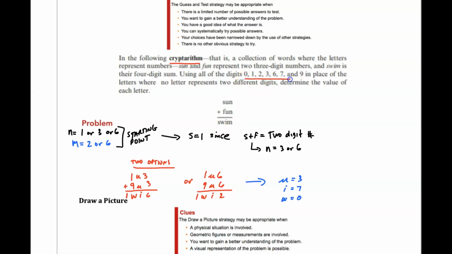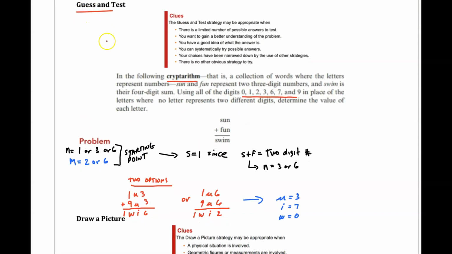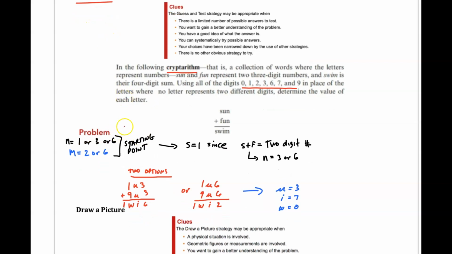Keep in mind, though, that the only digits we can use are 0, 1, 2, 3, 6, 7, and 9. So those numbers fit in place of each of the letters, where no letter represents two different digits. So each letter has to be the same number. And so how would we solve a problem like that? Well, this is a perfect one for guess and test. You start analyzing what you have, and then we figure things out through some process of elimination.